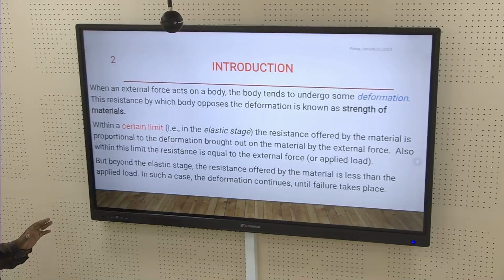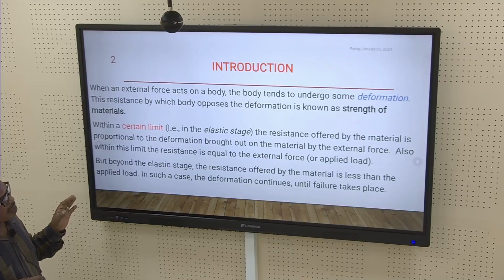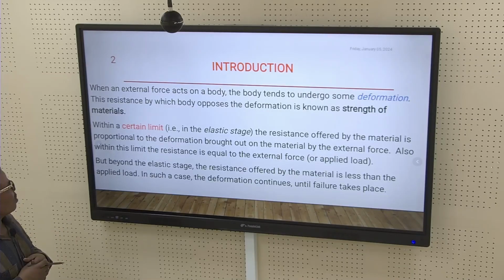When any external force acts on a body, the body tends to undergo some deformation. The resistance by which a body opposes the deformation is known as strength of material. This is the term for our module, strength of material. So we want to know the role of stress and strain, but to start with, we are going to see the role of stress on a material.